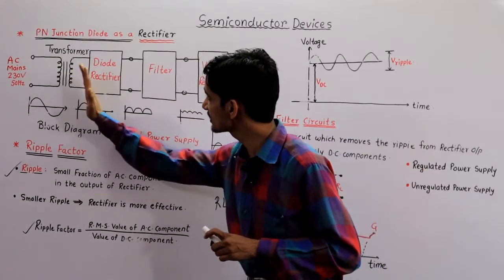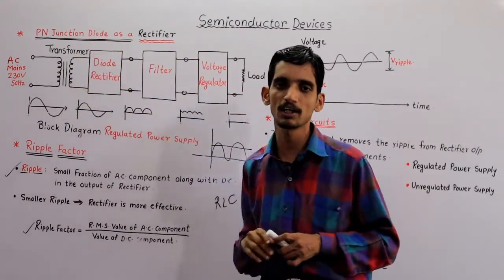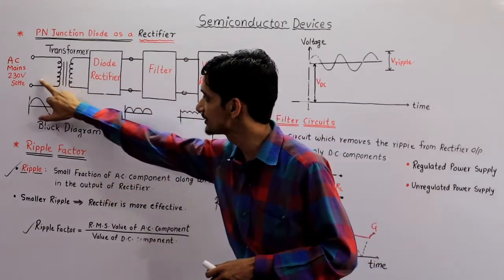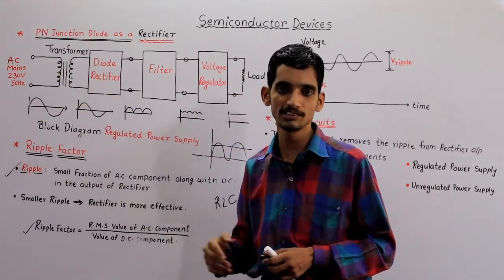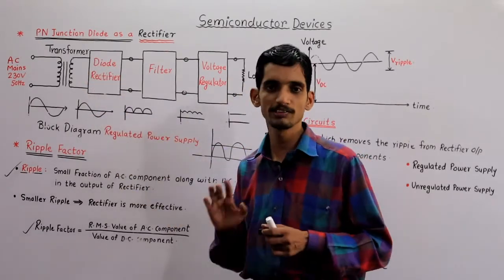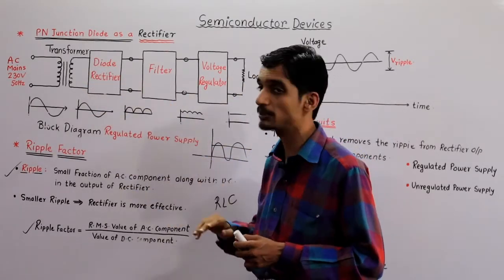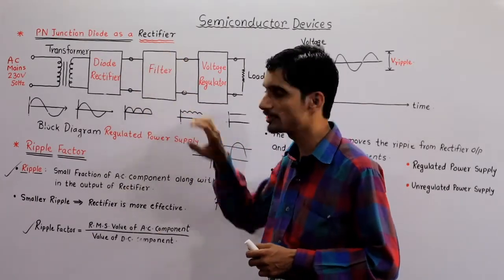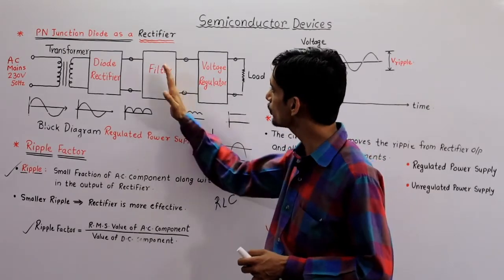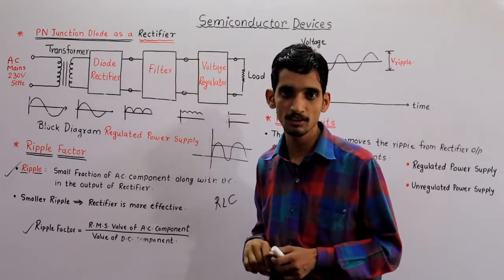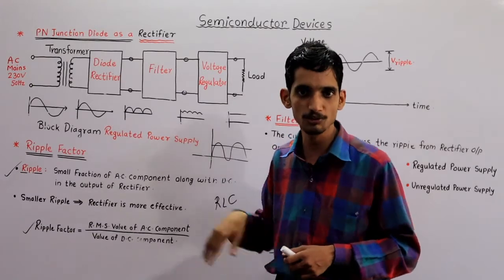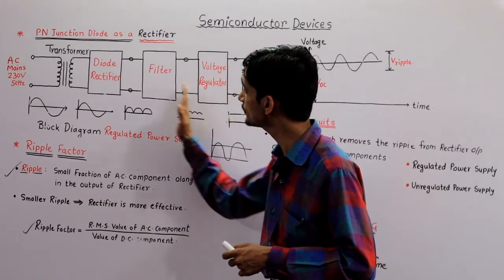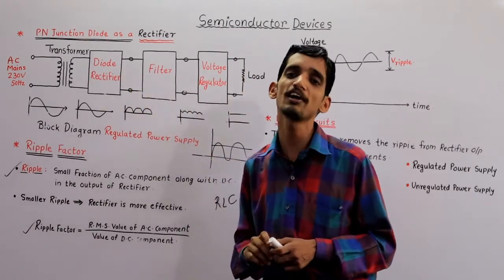This is a complete block diagram of a regulated power supply. First is the transformer, which converts your AC 230 volt into low voltage AC. Then the rectifier that we have discussed converts it into unidirectional or pulsating DC. That pulsating DC contains ripple, which is removed by the filter, which is a capacitor filter. The output of the filter is given to the voltage regulator, which we will discuss in the next lecture. Finally this is the load. All these are the blocks of a regulated power supply.